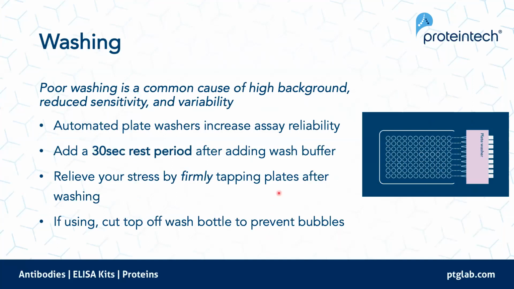Next is washing. Washing is really important in our ELISA. I've said really important a lot, but I think pipetting and washing are a really important part of our ELISA workflow. This is because poor washing can be a common cause of high background, reduced sensitivity and variability. If you are lucky enough to have an automated plate washer in your lab, say you're a lab that goes through a lot of ELISAs, then I would definitely use this.